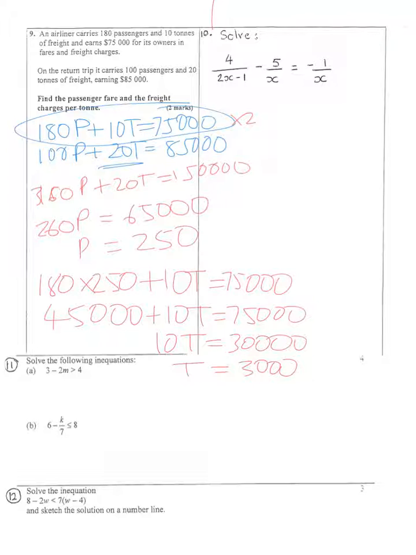Alright, do 11 and 12 first. So 11a, let's take away 3m, so we get negative 2m is greater than 1. I'm going to divide by negative 2. So m is negative a half, or negative 0.5. Because we divided by a negative, we are going to switch the sign. Okay, take away 6 from both sides, and we get negative k on 7 is less than or equal to 2. We're going to times by 7 both sides, and we get negative k is less than or equal to 14. We don't want negative k, so we are going to switch the signs, so negative 14 this time, but we need to switch the direction.